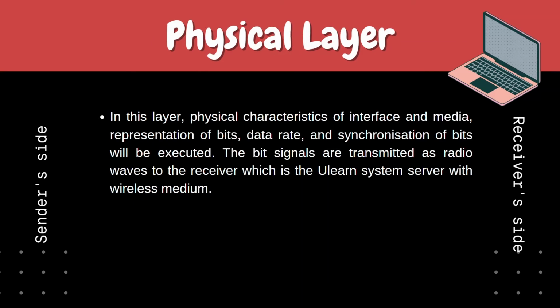Following this, the physical layer, or the last layer in this case. In this layer, physical characteristics of the interface and media, representation of bits, data rate, and synchronization of bits will be executed. The bit signals are transmitted as radio waves to the receiver, which is the ULEARN system server, with a wireless medium. That is it for the OSI layers.